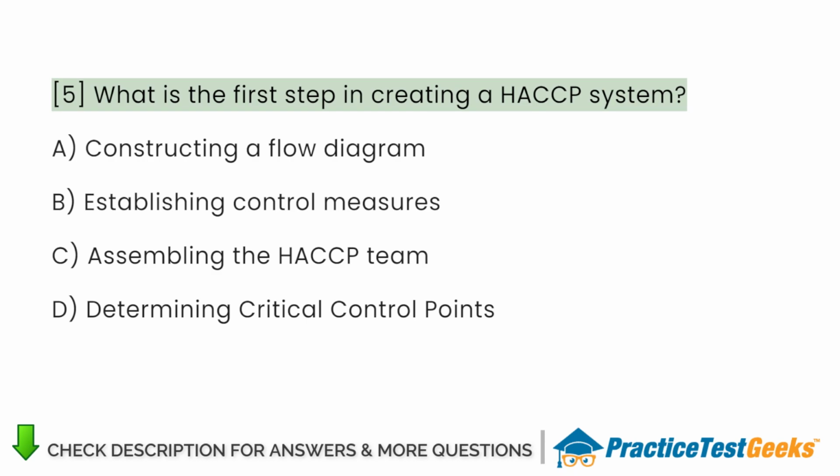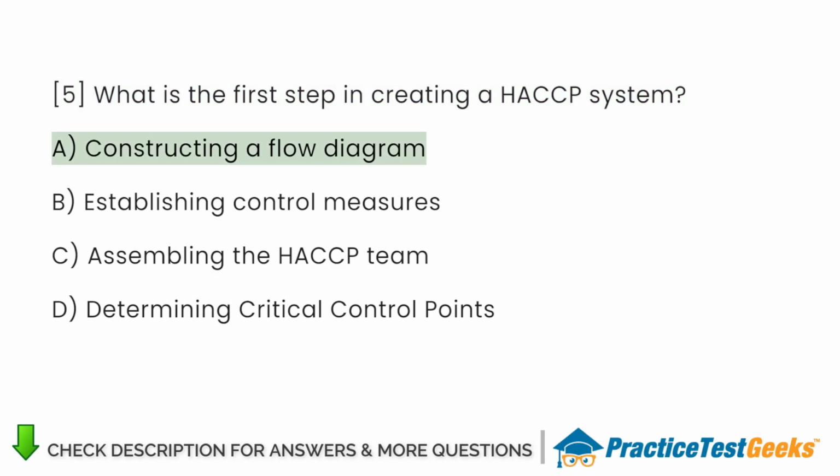What is the first step in creating a HACCP system? A. Constructing a flow diagram. B. Establishing control measures. C. Assembling the HACCP team. D. Determining critical control points.